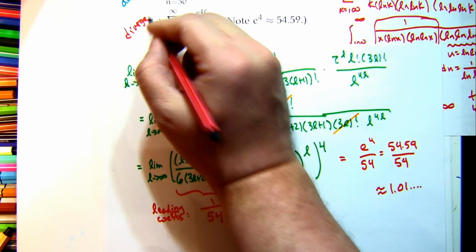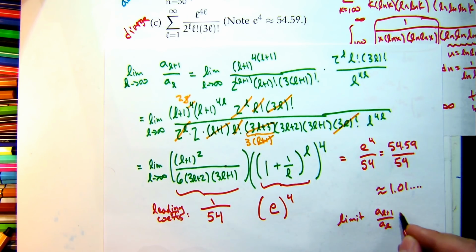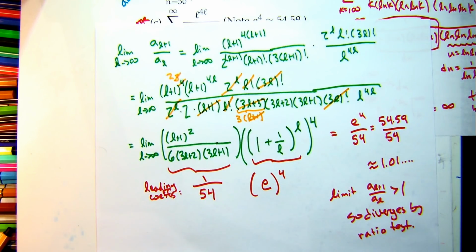So, limit of a sub L plus 1 over a sub L is above 1, so diverges, because I want all the imaginary points on this practice test. And you want all the real points on the real test. So remember to justify it. So that it diverges by ratio test.